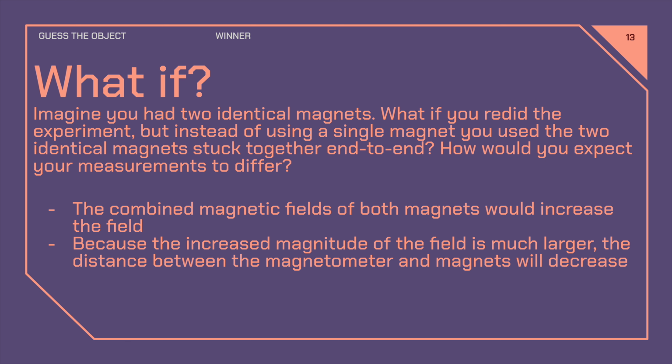Now, imagine you had 2 identical magnets. What if you redid the experiment, but instead of using a single magnet, you used the 2 identical magnets stuck together end to end? How would you expect your measurements to differ? The combined magnetic fields of both magnets would increase the magnitude of the field, and because of this, the distance between the magnetometer and magnets will have to increase to compensate for the larger effect.